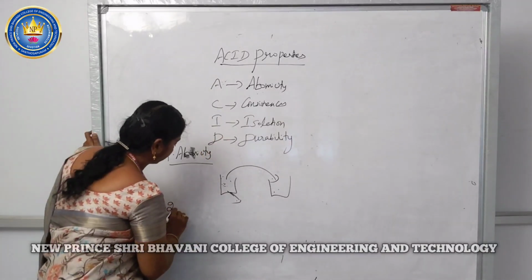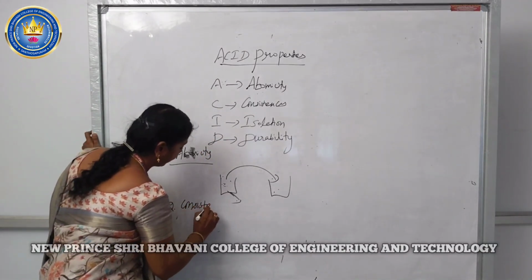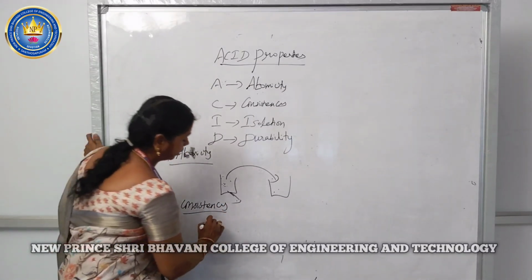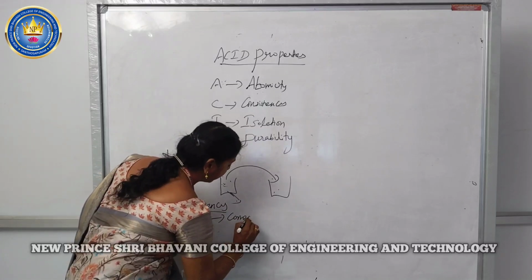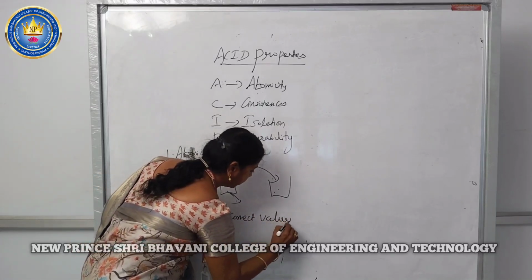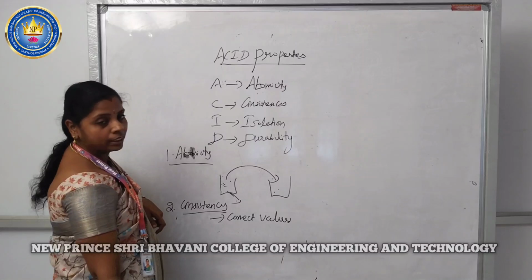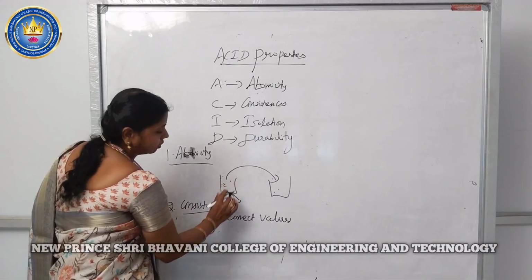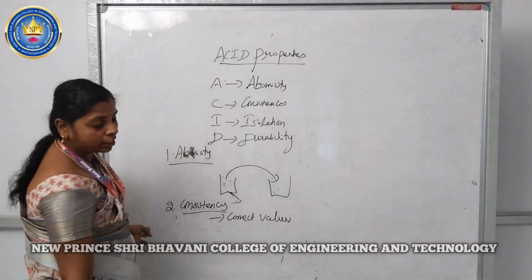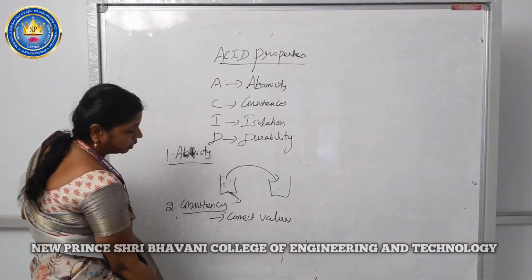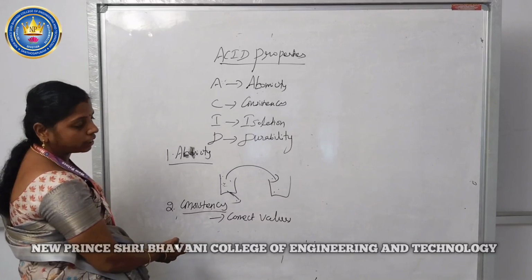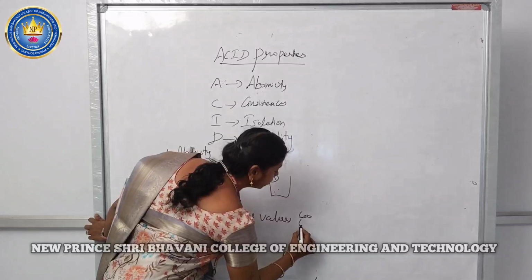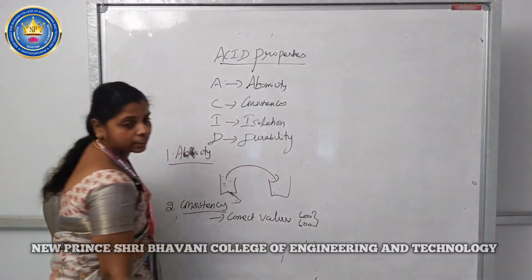Second one, consistency. Already I said that consistency means correct values. We should maintain correct values in our database after executing the transaction. So to maintain the correct database, consistency means we should maintain our database with the correct values. Before executing the transaction, we have the amount 600. After executing the transaction also it should be 600. This is the consistent data.